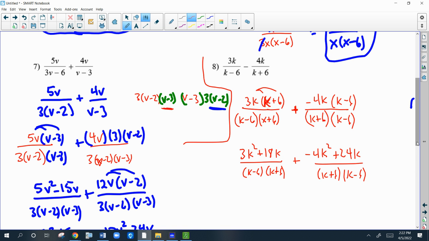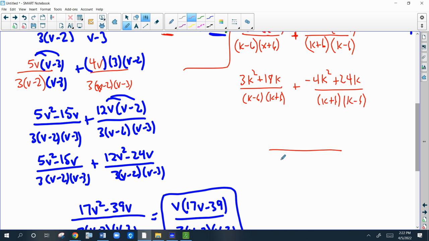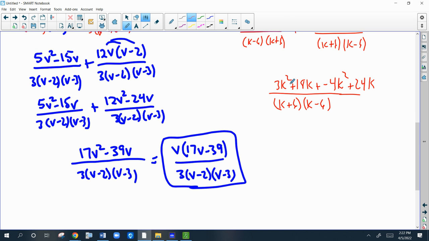And then finally I'm going to combine everything over the common denominator, which was k plus 6, k minus 6, and we have 3k squared plus 18k plus a negative 4k squared plus 24k, and now just combine like terms. So 3k squared minus 4k squared is a negative 1k squared. 18k plus 24k is 42k.